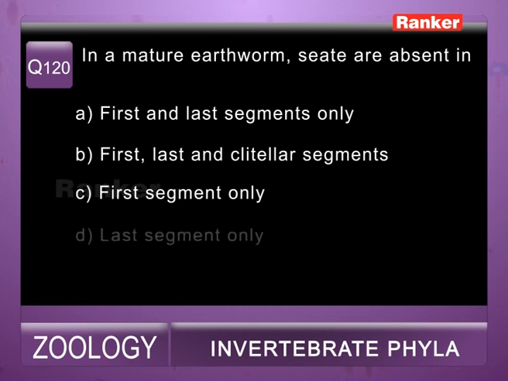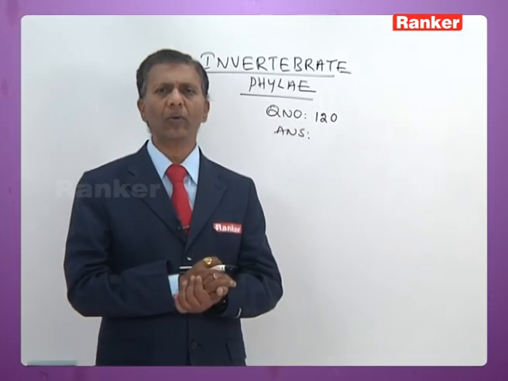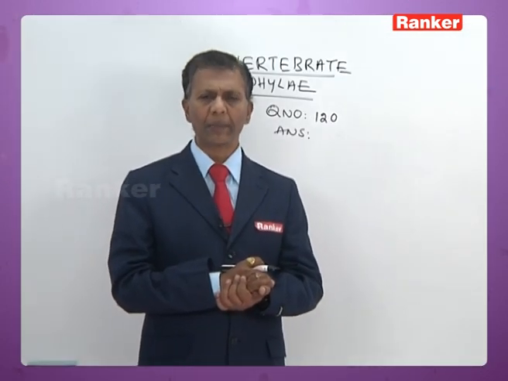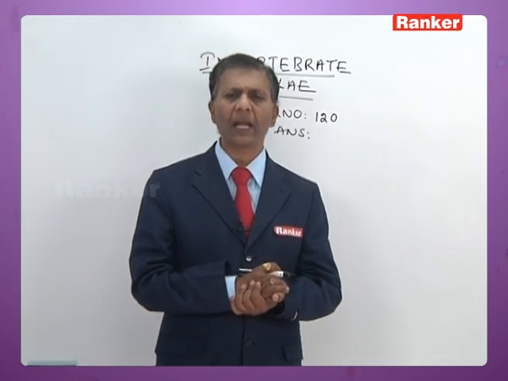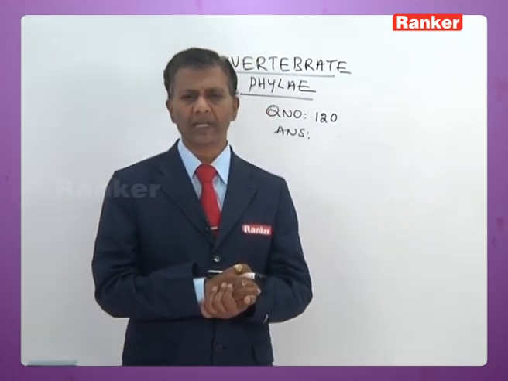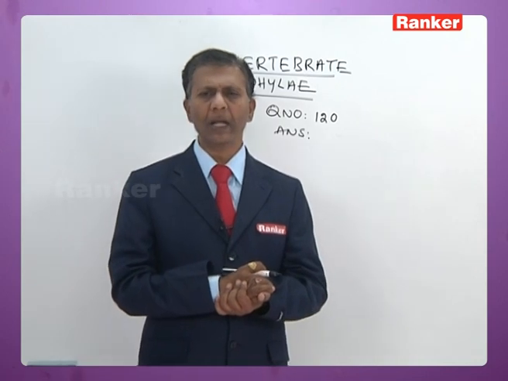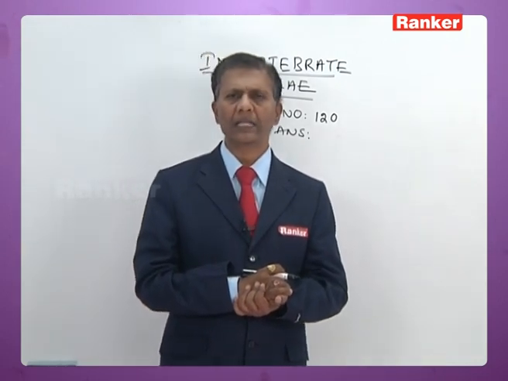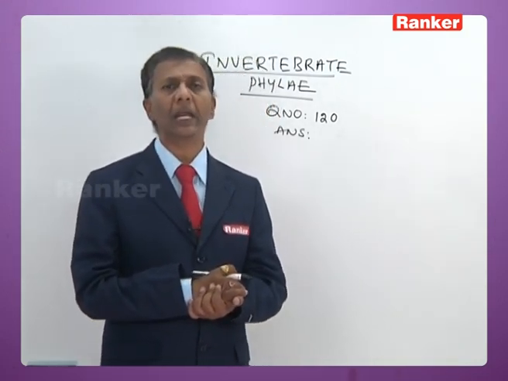Question number 120. In a mature earthworm, setae are absent in A. First and last segment only, B. First, last and clitellum, C. First segment only, D. Clitellar segment. In earthworm here now, setae are absent in first segment, last segment and clitellum, and the setae are arranged in perichetin manner.